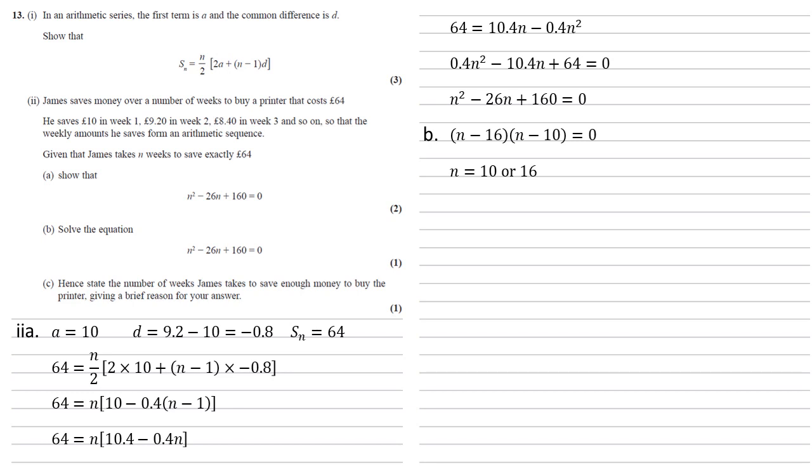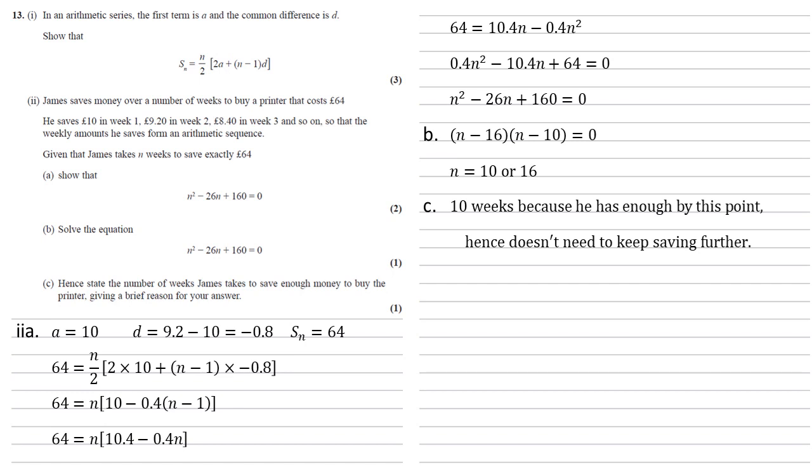For part C, using what we've just worked out, we need to state the number of weeks James takes to save enough money to buy the printer and give a brief reason for our answer. So it's either 10 weeks or 16 weeks, based on the answer that we've just worked out. But if we think about applying this to the problem properly, he's saving up to buy a printer. We know that by 10 weeks, he's saved enough. Hence, there's no need to keep on saving to get to 16 weeks. So we're going to say 10 weeks because he has enough by this point and doesn't need to keep saving further.